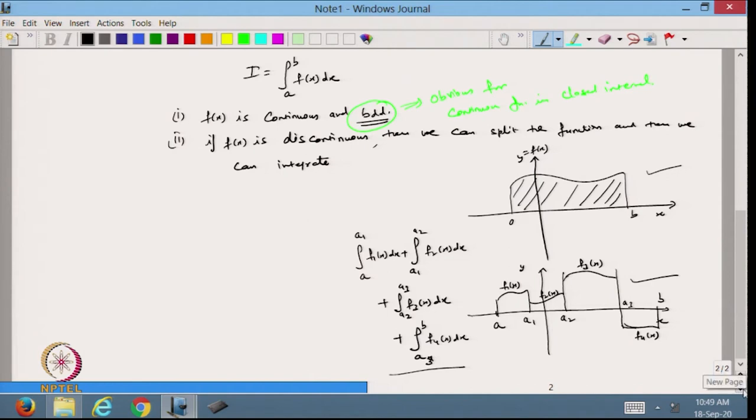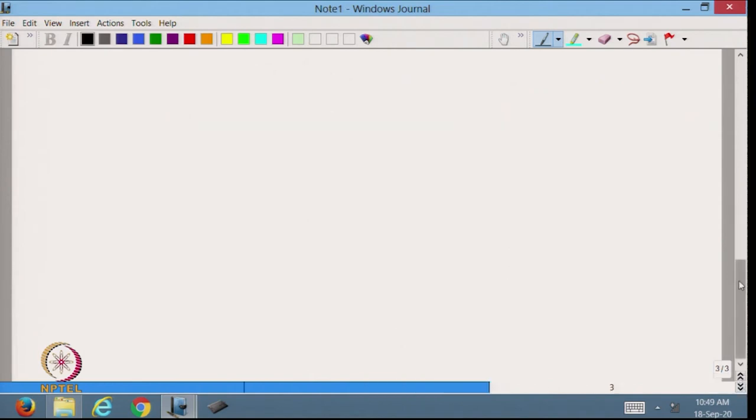Now, what are the conditions we have to choose for numerical integration? So, that we have to do. Now, for numerical integration, we assume that the function f x possesses the same sign throughout the interval.